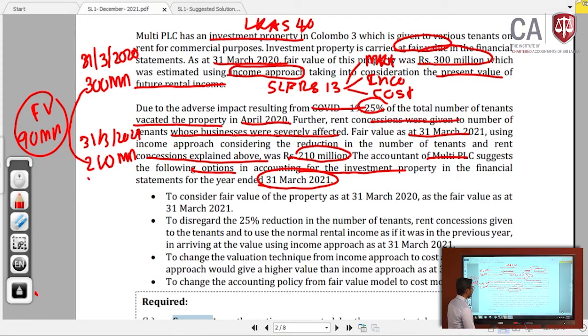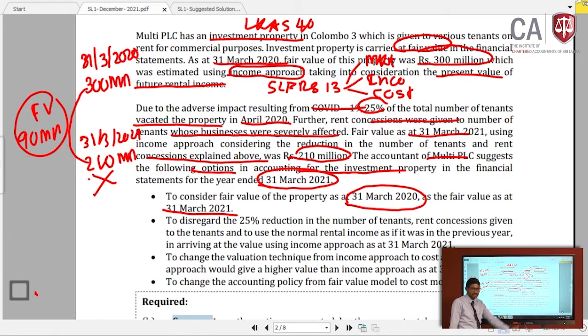The first one: to consider the fair value of the property as at 31st March 2020 as the fair value of 31st March 2021. The accountant is saying, no need to show 210 million, we will show 300 million, the fair value of last year as the fair value of this year. So that is the first statement. We will analyze this statement later.